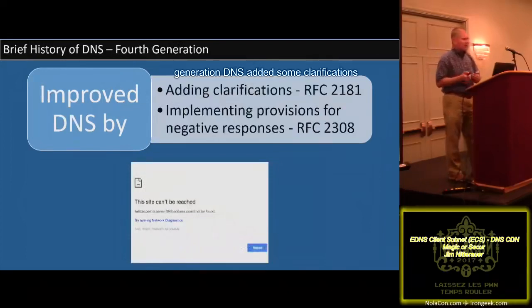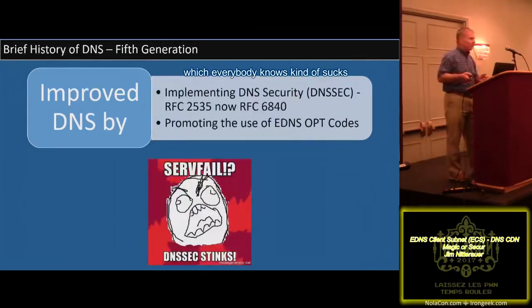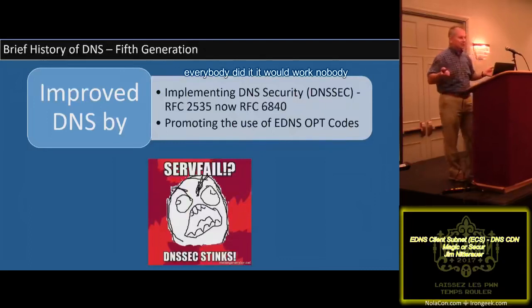The fourth generation DNS added some clarifications for the structure of DNS, and it implemented provisions for negative responses, which are called NXDOMAINs. Fifth generation DNS implemented DNSSEC, which everybody knows kind of sucks because not everybody does it right. If everybody did it, it would work. Nobody does it right, especially the .gov domains.